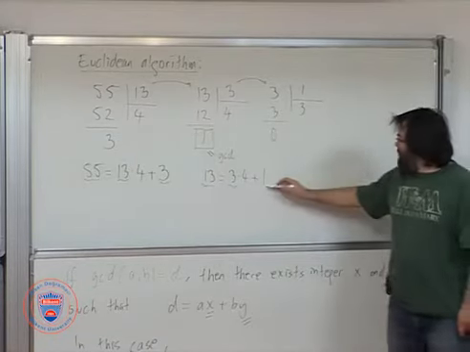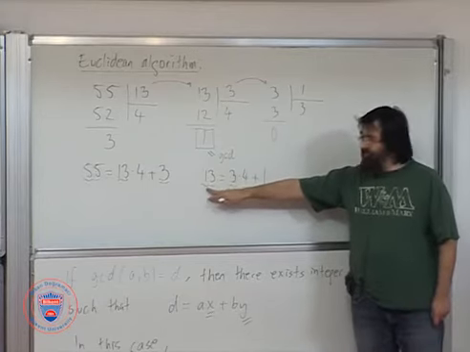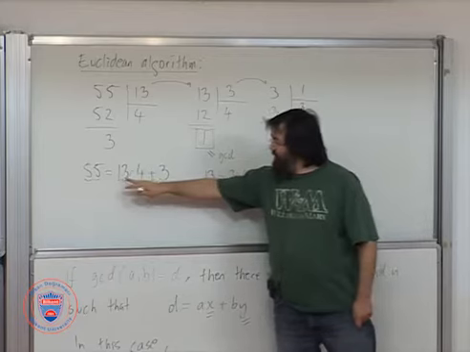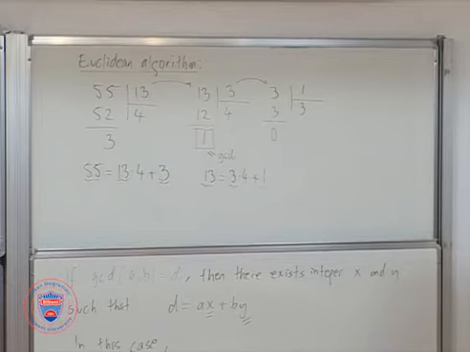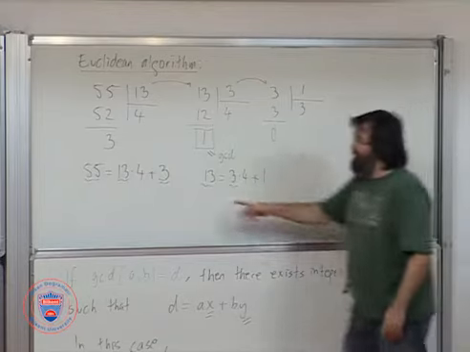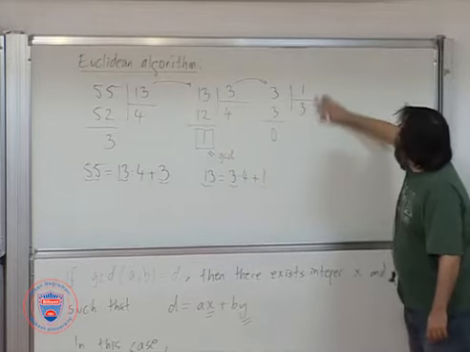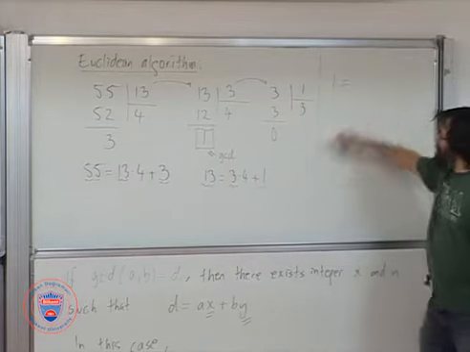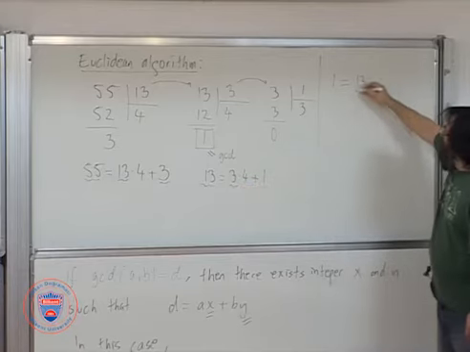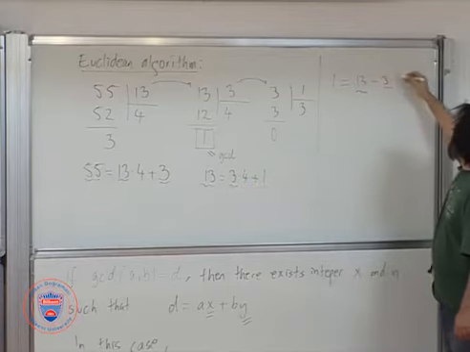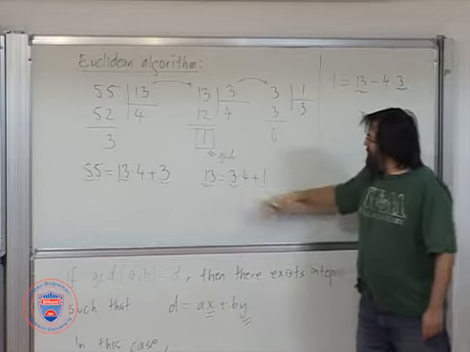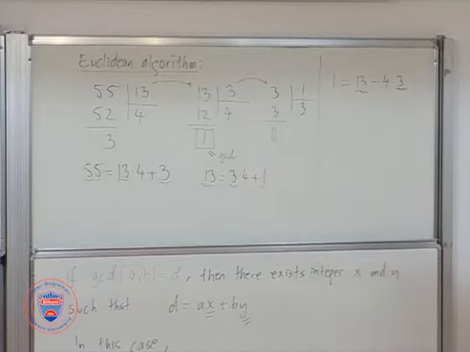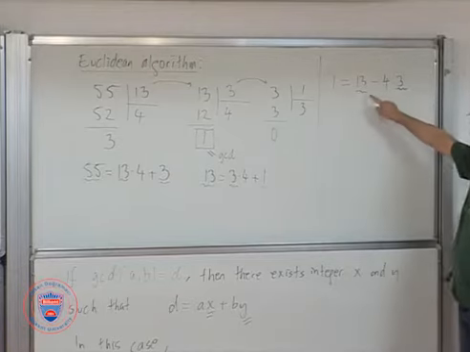So think about this. 1 is a combination of 3 and 13. But 3 is a combination of 13 and 55. You combine this to get 1 as a combination of 13 and 55. Let me show you how you do it. So you say 1 is equal to 13 minus 3 times 4. You can actually write it as 4 times 3. So this is a combination of 4 and 13 and 3. You write 1 as a linear combination of 13 and 3.